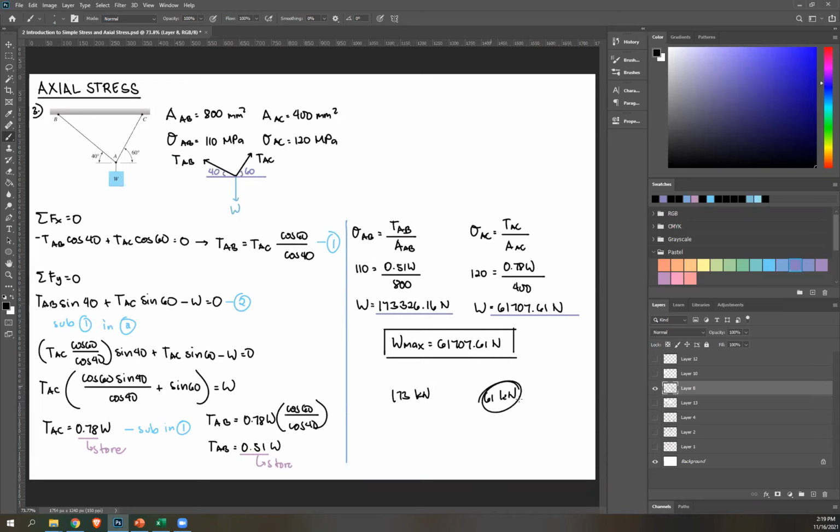So this means any load that is greater than this will cause your cord AC to fail because this is the maximum that it can handle. Same thing here. Anything greater than 173, your cord AB will fail. And of course, we don't want any part of the system to fail. So our answer should be the lesser value, because I can't use 173. That's greater than this. This will fail. So in short, whenever the question is asking for maximum value of force, you're going to choose the minimum value in your answer. So 61.